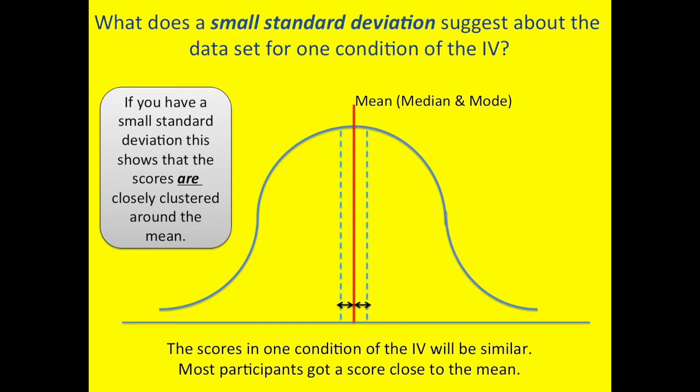If you have a small standard deviation, this shows that the scores are closely clustered around the mean. So the mean is the central point, and if you have a small standard deviation, most people got a score very close to the mean.